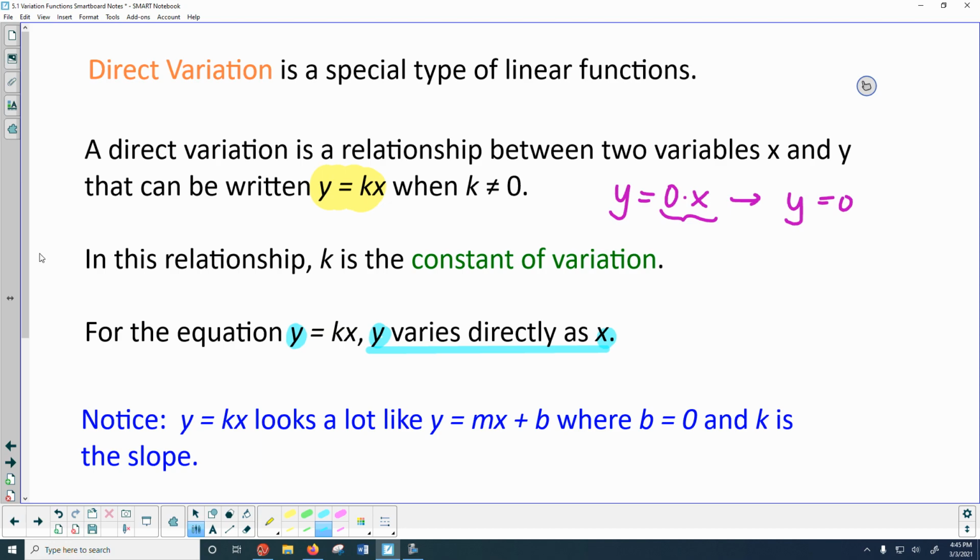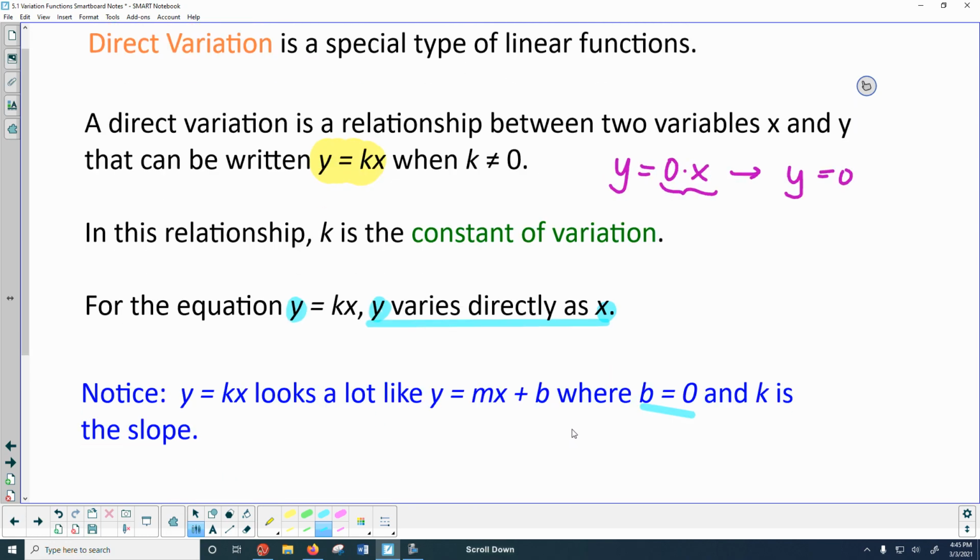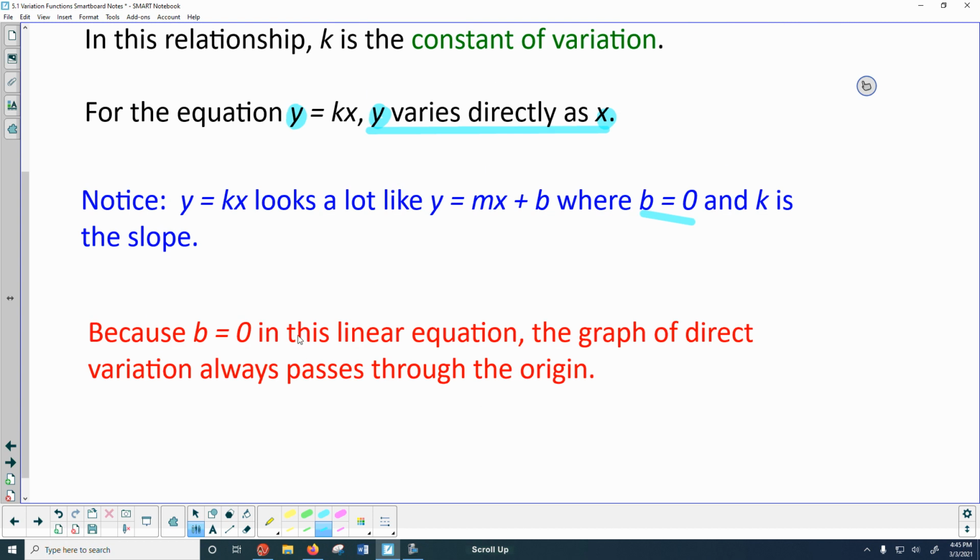This form, y equals kx, will look a lot like y equals mx plus b, but the b value is 0, and k is the slope. So we can notice here, scrolling down, because b is equal to 0 in this linear equation, the graph of direct variation always will pass through the origin.